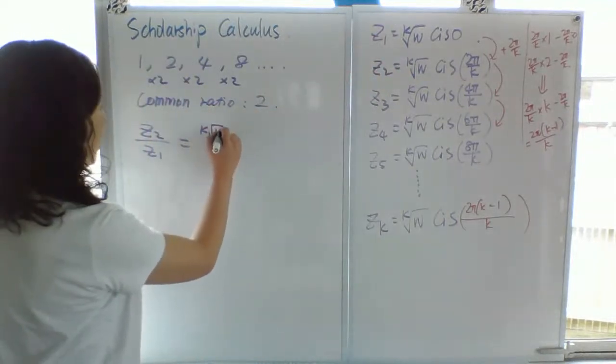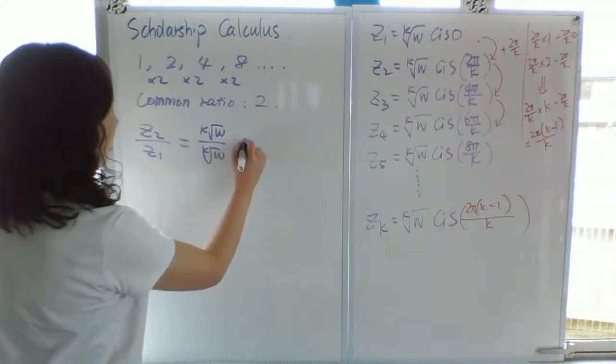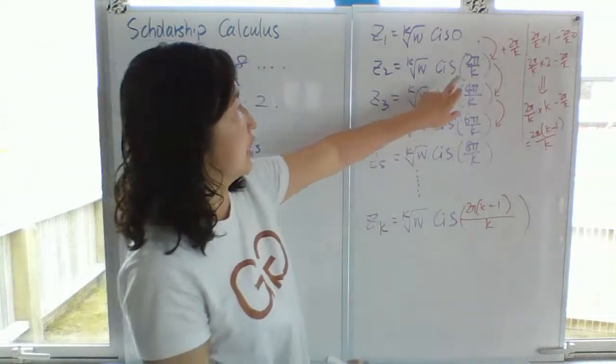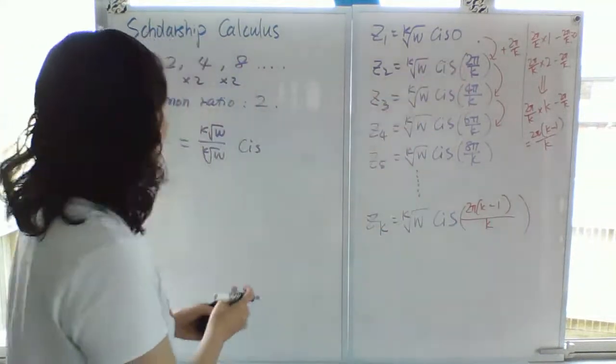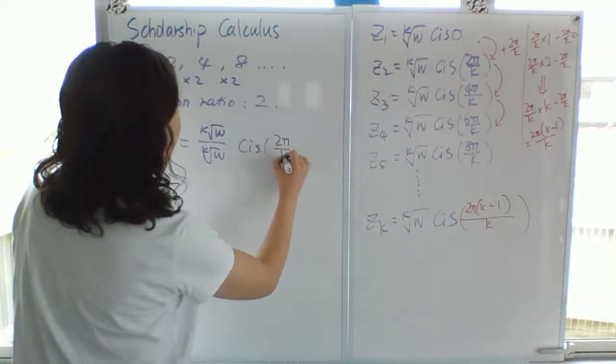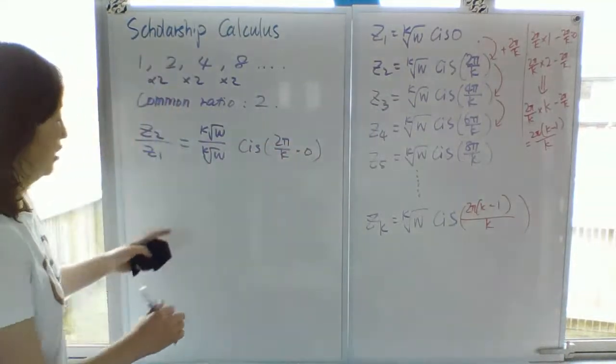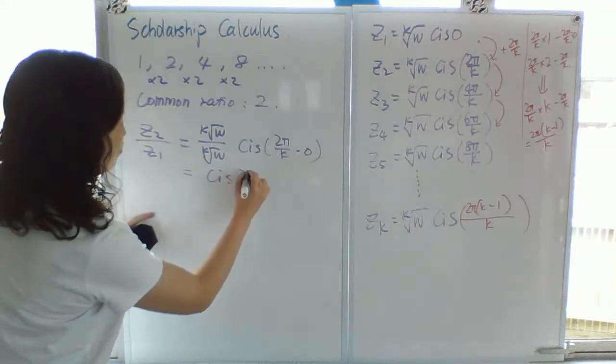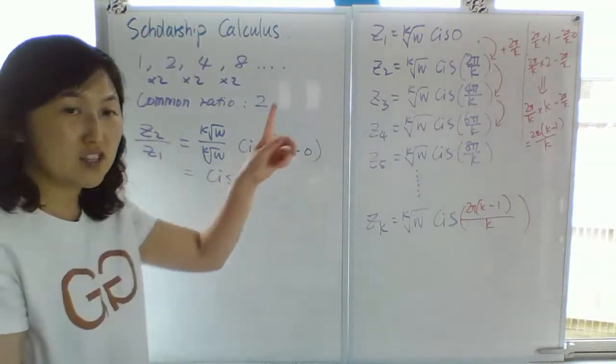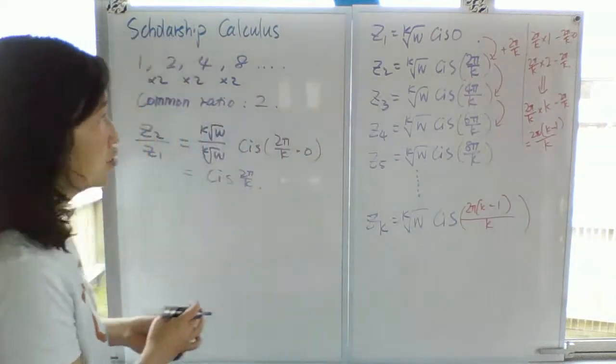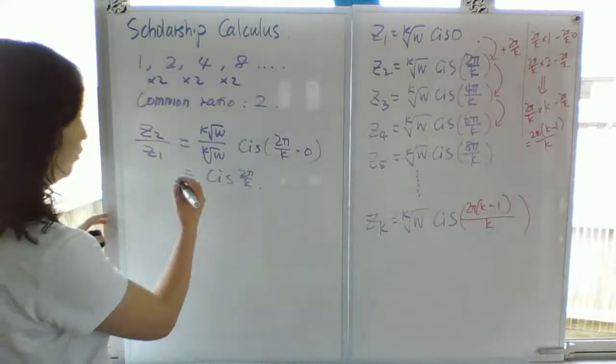So I'm just going to write everything down. And then for the angle, what we do is take one angle away from another angle. So that will give us 2 pi on k take away 0. So this will be 2 pi on k. Now let's just check other sets, to make sure that we actually have the common ratios here.